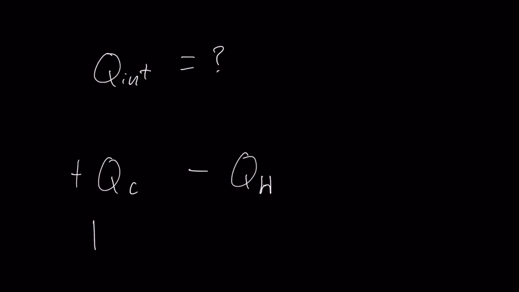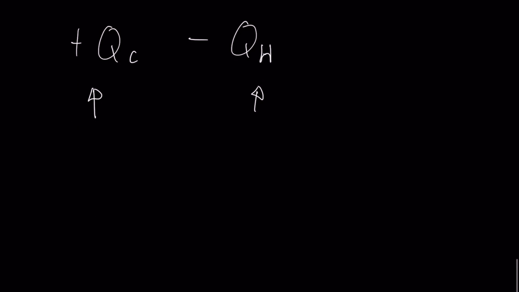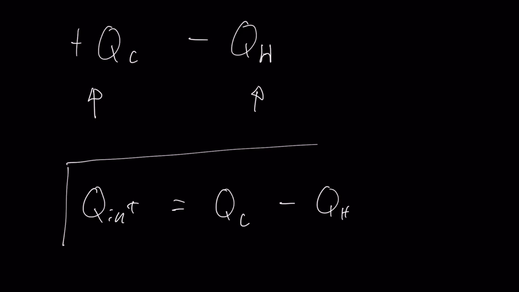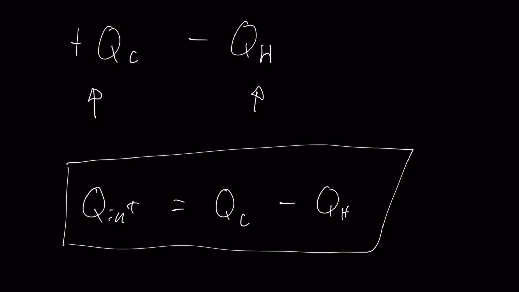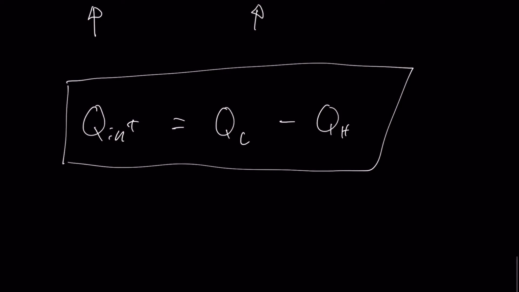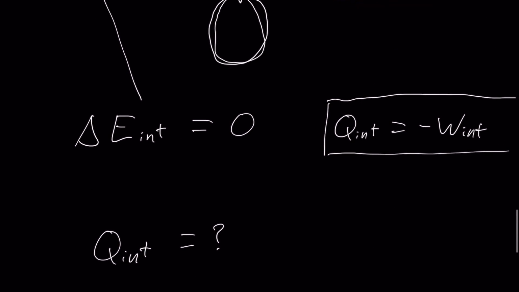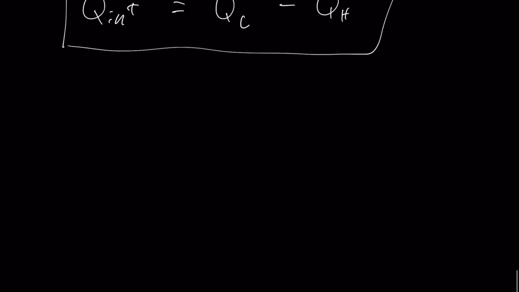Right? We're adding this amount of heat into the system, and we're taking away that amount of heat from the system. So, the amount of heat that's actually present within the system, Q internal, is just equal to the heat added from the cold source minus the heat expelled into the hot source. This is true because of the way the system works. So we know what Q internal equals, and we know what work equals.